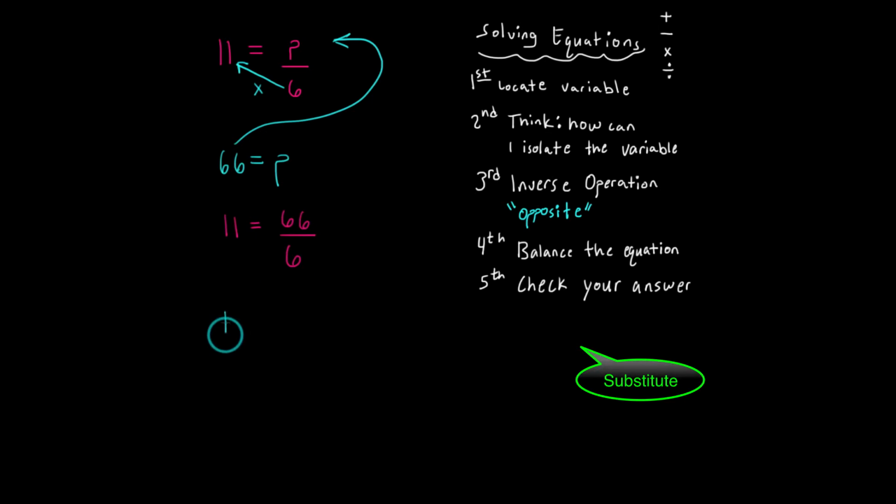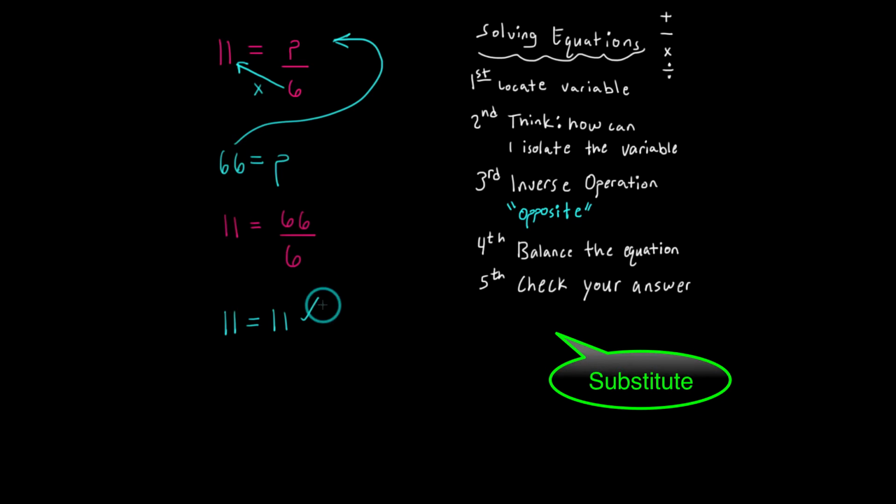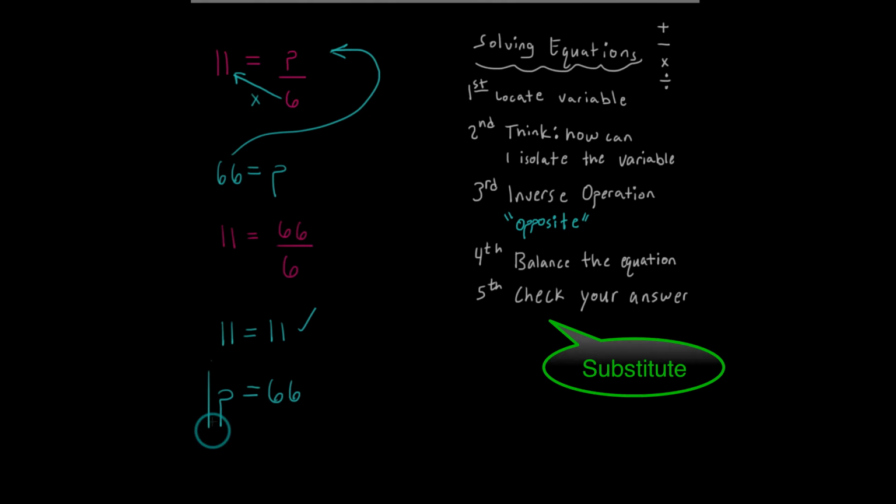So now I have 11 is equal to, well, 66 divided by 6 is 11, and this checks out. So my solution is 66 equals p, and I'm going to flip this information to lead with the variable. So p is equal to 66, and I'm going to box this.